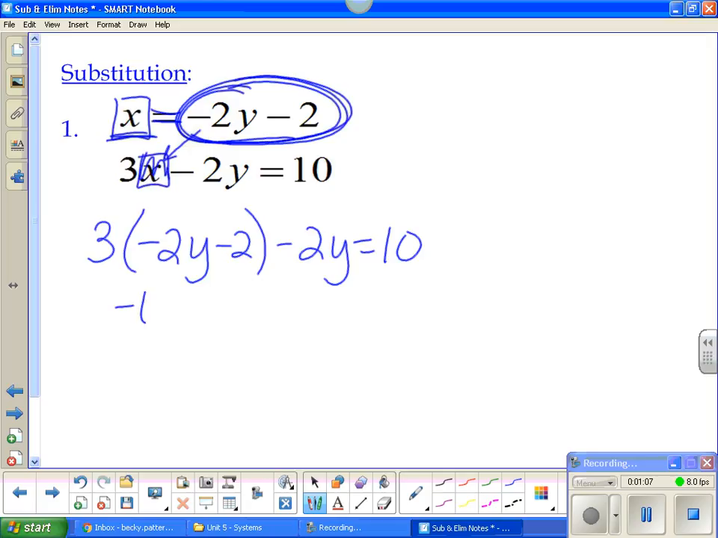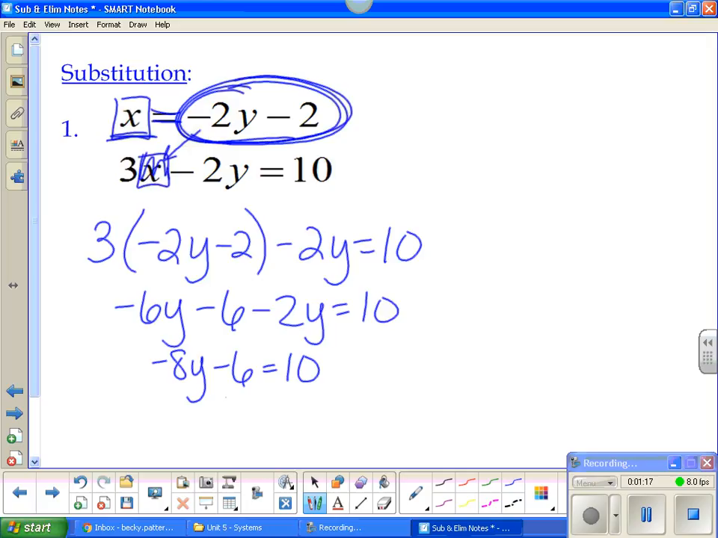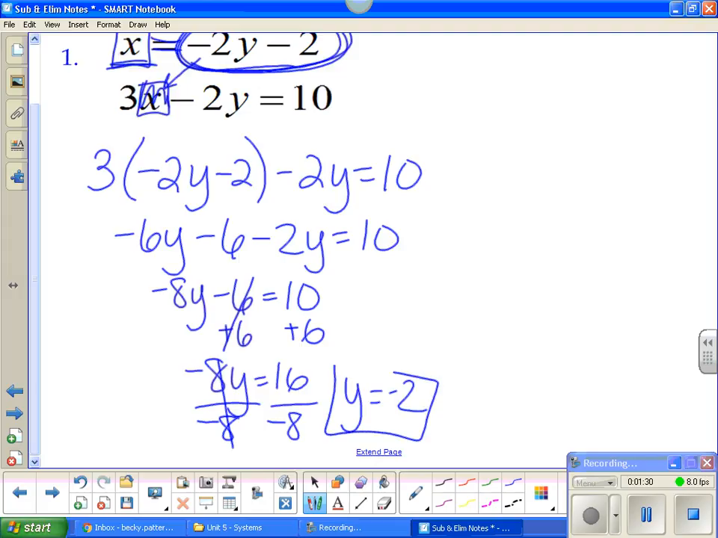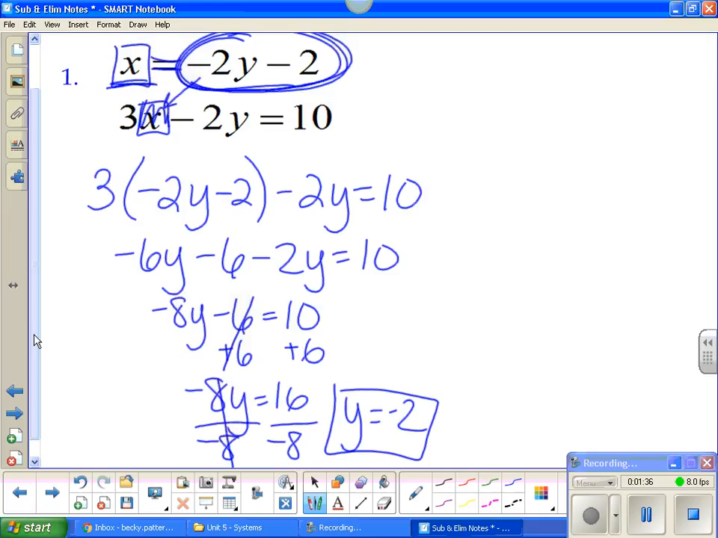Now I'm going to distribute. Combine my like terms, so the negative 6y and the negative 2 would be a negative 8y. And so y equals a negative 2. So what you've just found is the y value of your point where the two lines cross.